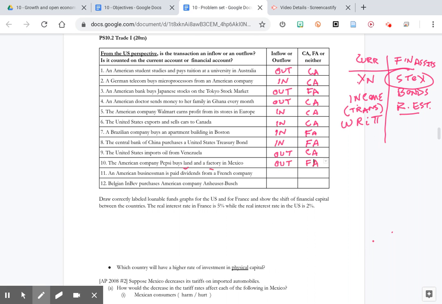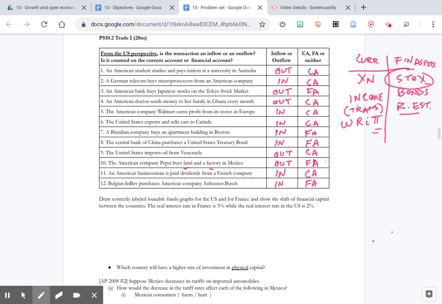An American businessman has received dividends from a French company, so this would be profit. It's corporate profits, and it's flowing into the United States on the current account. And the Belgian company InBev buys an American company, Anheuser-Busch. So this would be money flowing into the United States, and it's on the financial account because they're buying stocks.